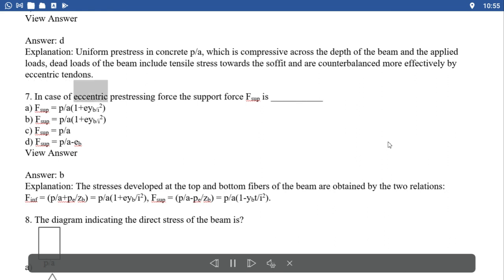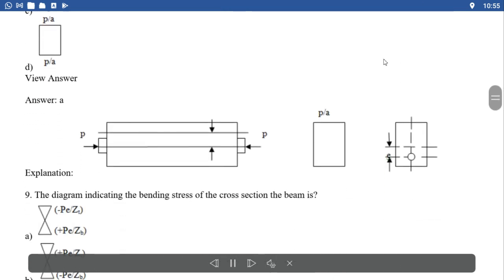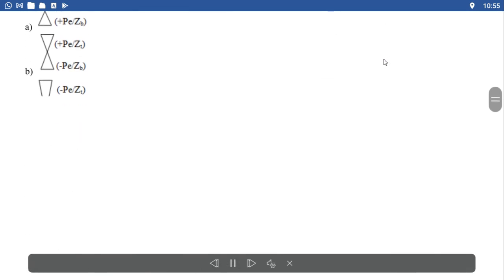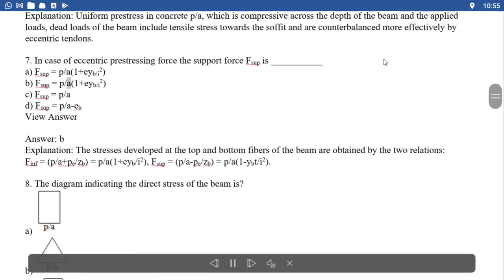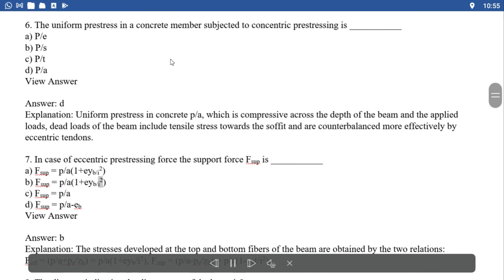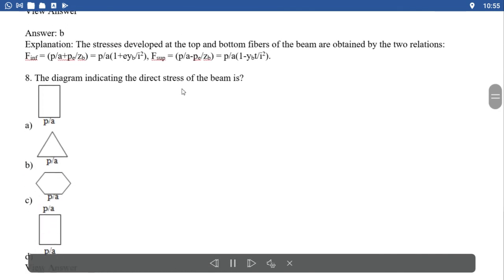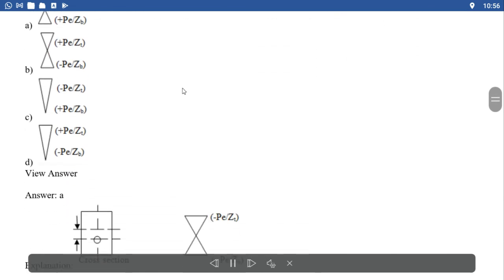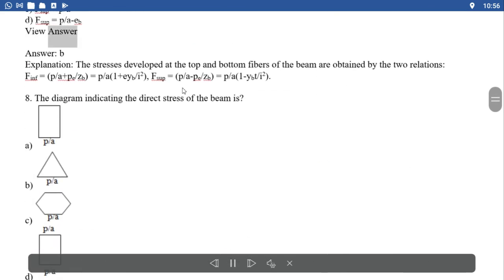7. In case of eccentric prestressing force, the stress f_sup is blank. A. f_sup equals P/A (1 plus e y_b/i squared). B. f_sup equals P/A (1 plus e y_b/i squared). C. f_sup equals P/A. D. f_sup equals P/AB. Your answer.